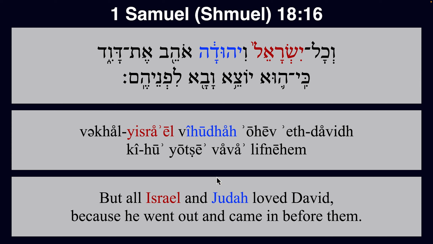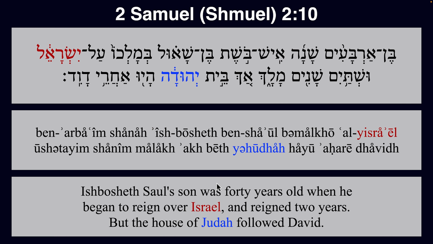So this is during the days of Saul. Saul ruled all over Israel, but still you have this slight distinction that exists. Now, in 2 Samuel 2:10, we read that after Saul's death, Jonathan also died, and Saul's son Ishbosheth, ben arba'im shana Ishbosheth ben Shaul b'malcho al Yisrael. So he was 40 years old when he became king over Israel.